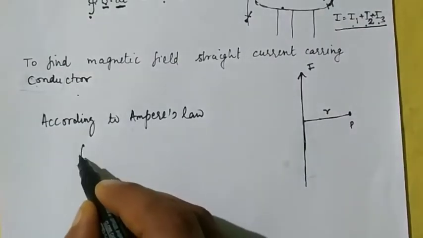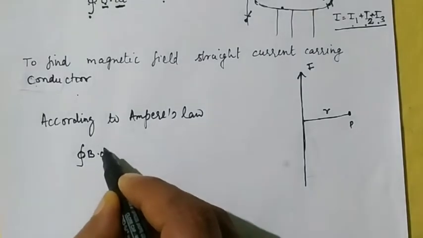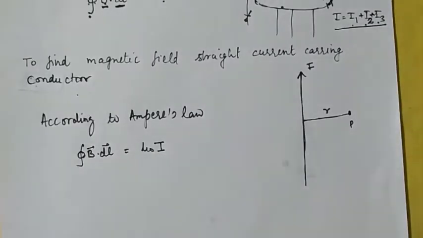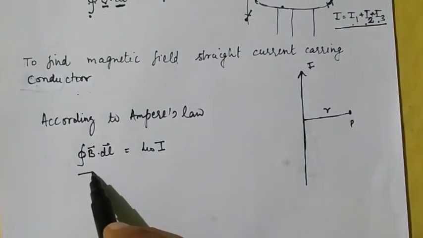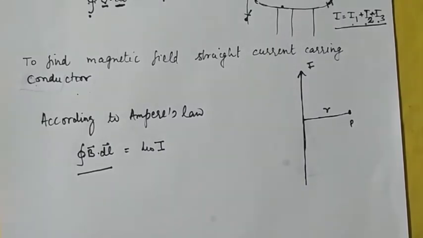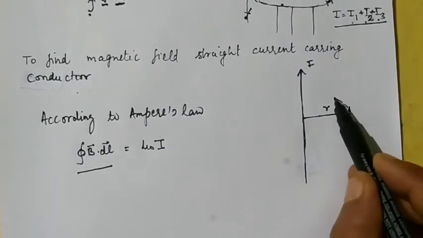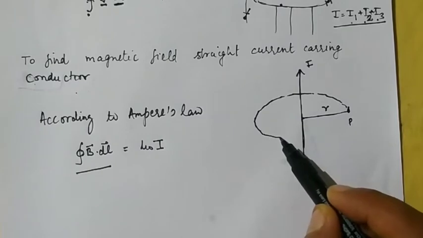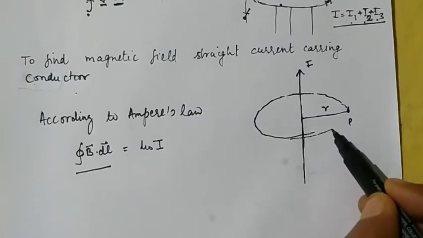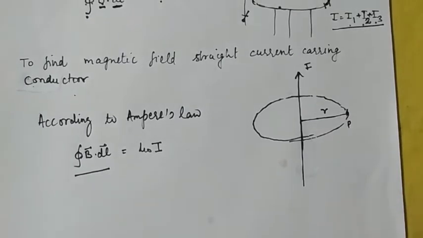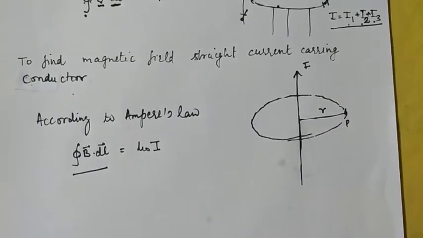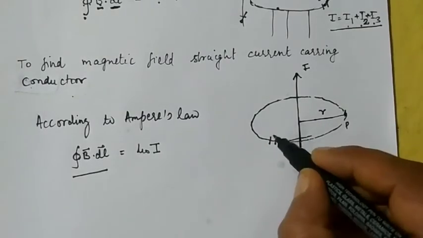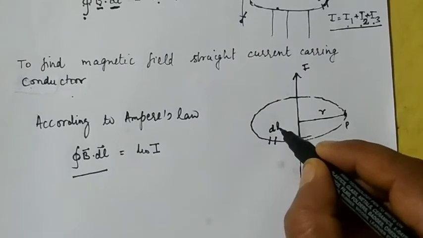Now, according to Ampere's law, the line integral of a magnetic field is equal to mu naught times the total current threading the loop. To apply Ampere's law, I should choose a closed loop. So I will choose a symmetrical circular loop around this wire, where we want to calculate B dot dl. I will choose any small length of this loop and take this length as dl.